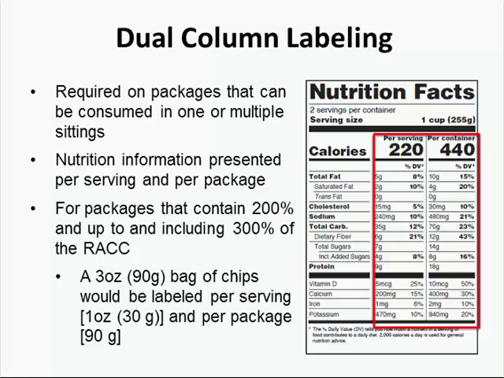With the new rule, dual column labeling is now required on packages that can be consumed in 1 or multiple servings under certain circumstances. The nutrition information will be presented per serving and per package for packages that contain 200% and up to and including 300% of the RACC. So for example, a 3-ounce or 90-gram bag of potato chips would be labeled per serving 1 ounce or 30 grams, and per package 90 grams. And the nutrition information for each of those will be provided clearly within the Nutrition Facts Panel.